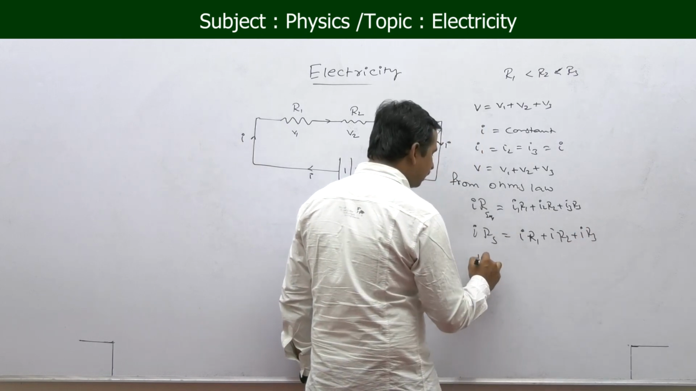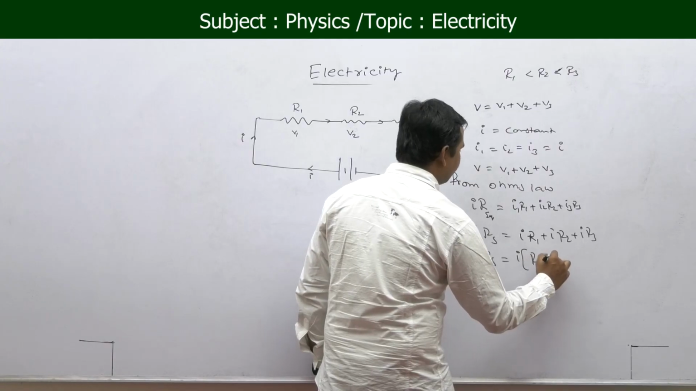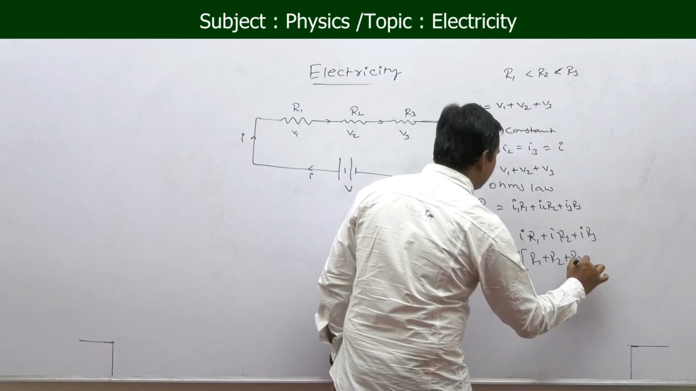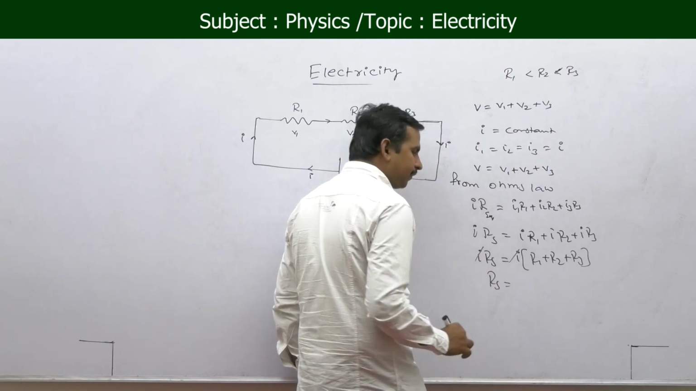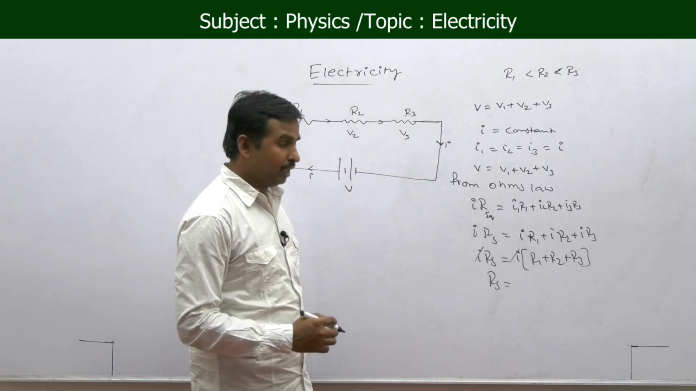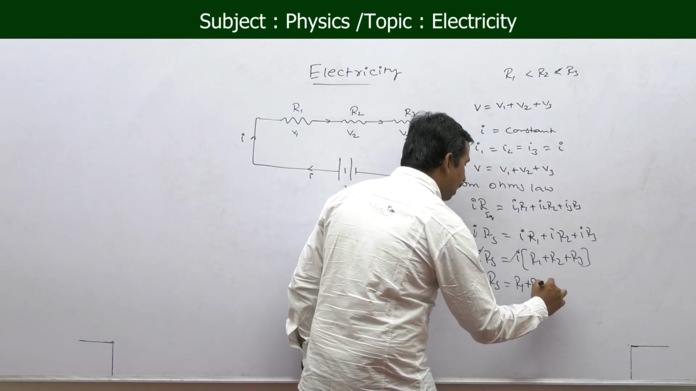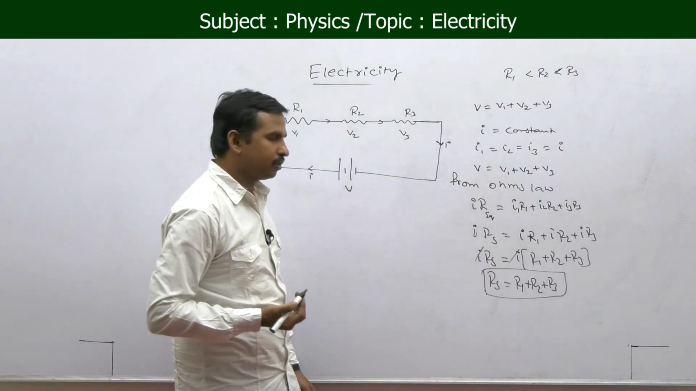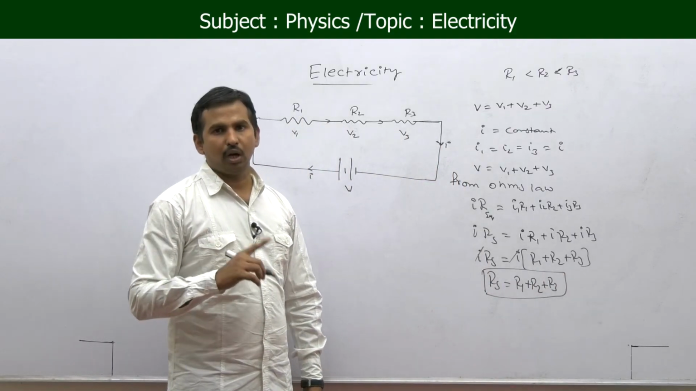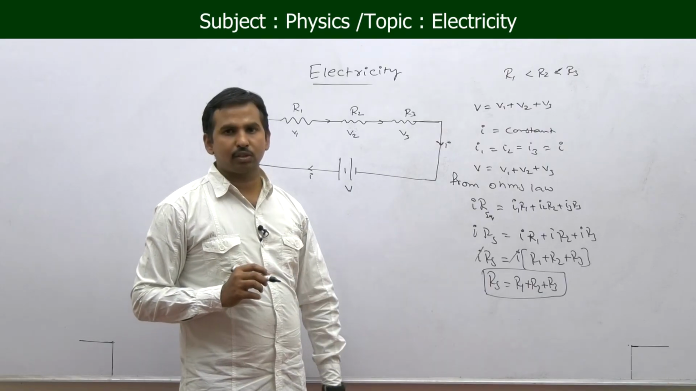Then if you take I common, I R_S is equal to I of R1 plus R2 plus R3. That I gets cancelled. And we have the resistance offered in series connection: all the resistances are added directly, so we get R1 plus R2 plus R3. RS is equal to R1 plus R2 plus R3, that is the final resistance we got.